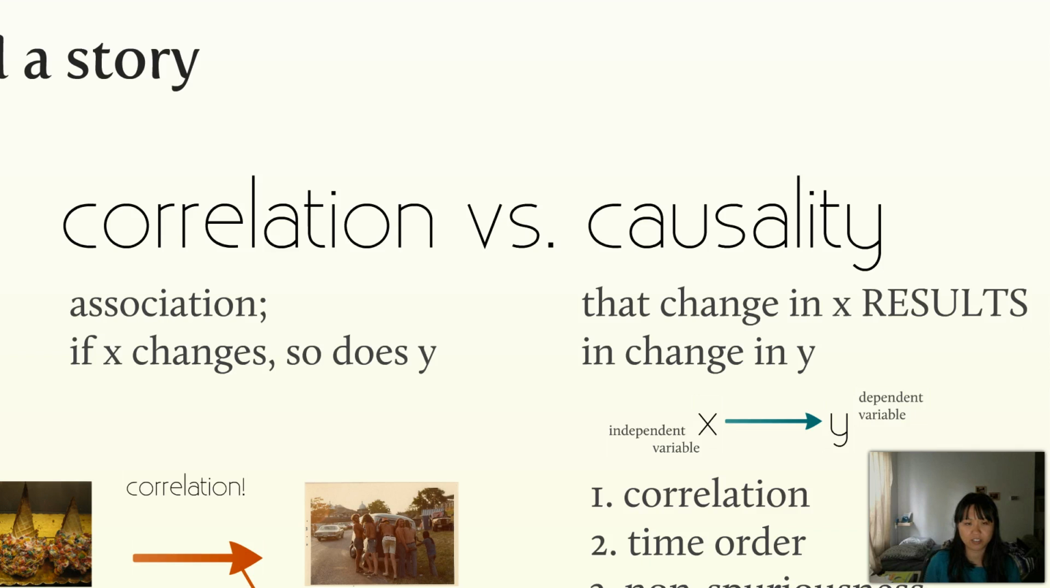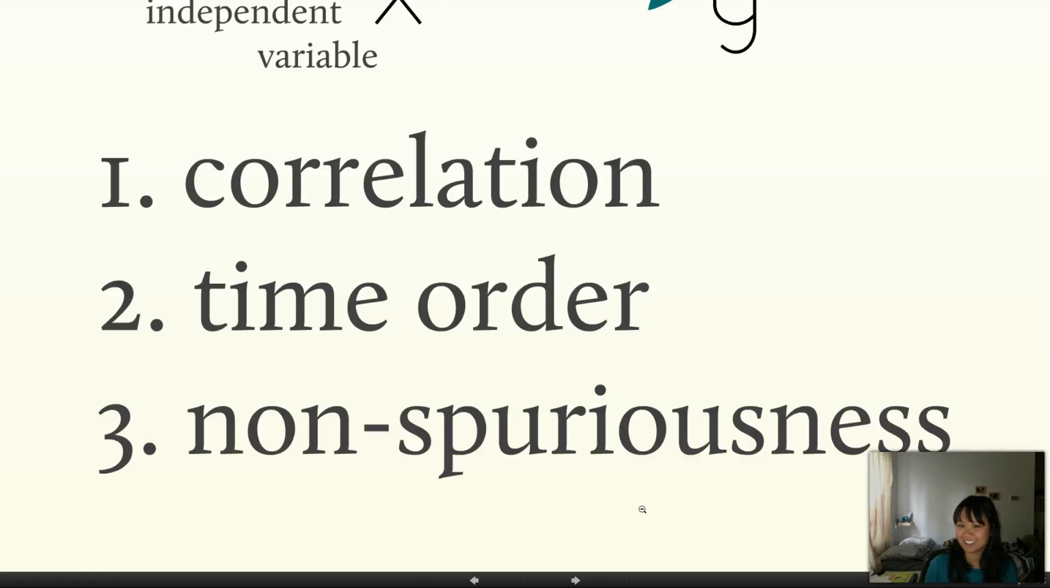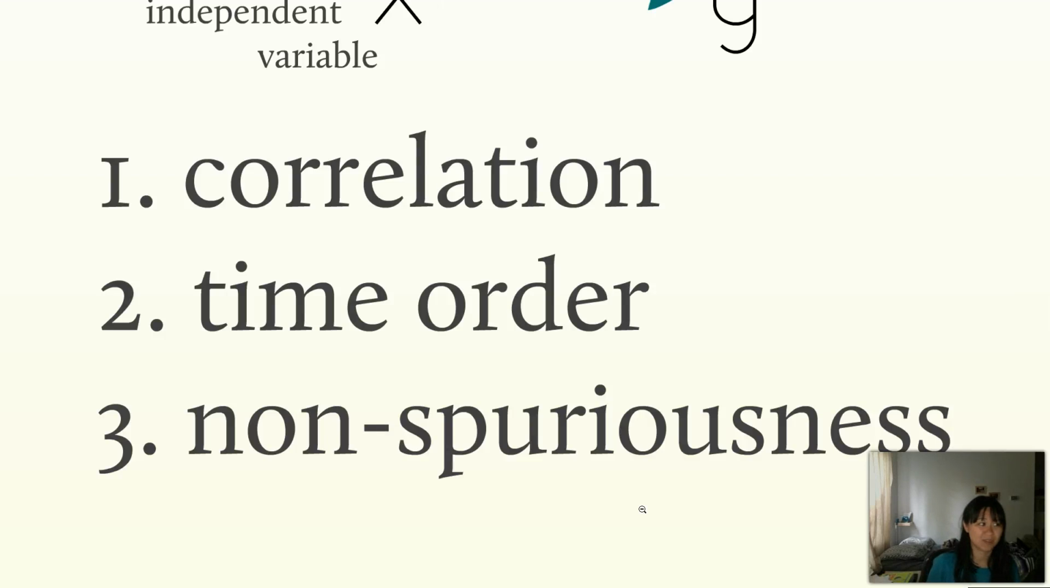It's key to understand that correlation and causality are not equivalent. Simply because something is associated with another change doesn't mean that it actually causes that change. But you do need correlation if you want to show that there is causality. If there's no association, then something can't be causing something else if they're completely unrelated. So to determine whether or not there's a causal relationship, you need these three things.